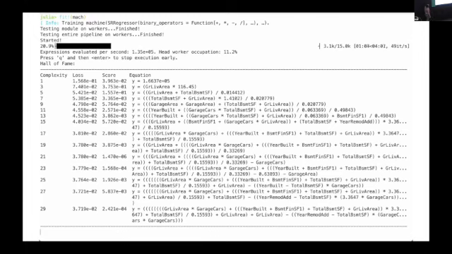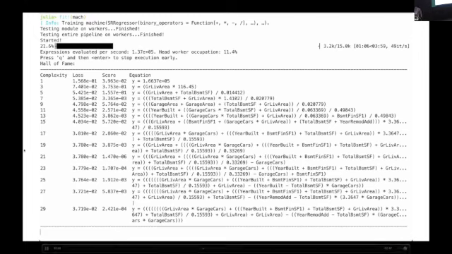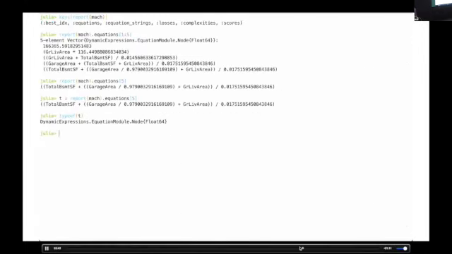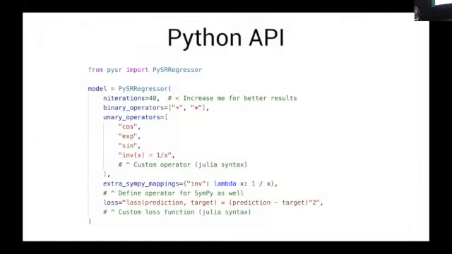Yeah, so I'm going to let it run a bit. Maybe I'm going to skip forward. So yeah, at the very end, I look at this expression. So this is kind of the best expression that balances accuracy and complexity. Yeah, so that's how it works. And there is a Python API. So if you like scikit-learn, you can use this. It still lets you write custom loss functions. You just pass a snippet of Julia code there, and custom operators as well.